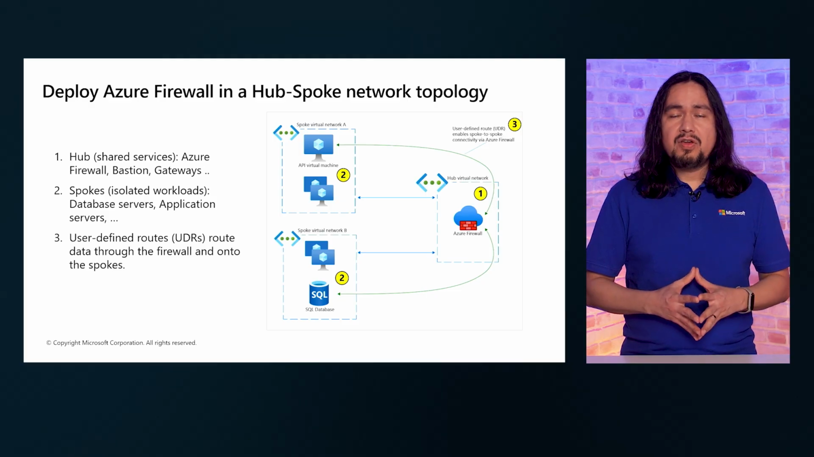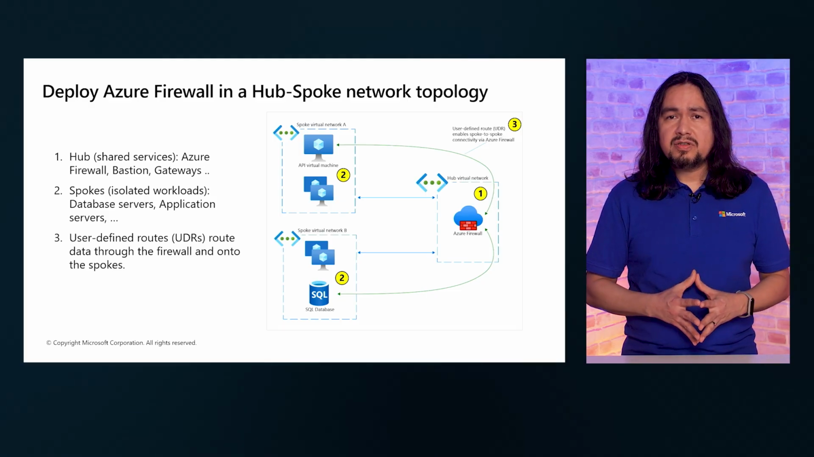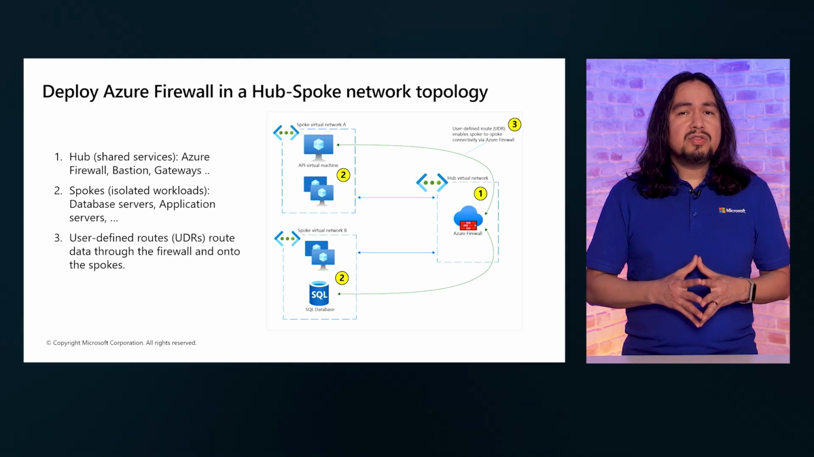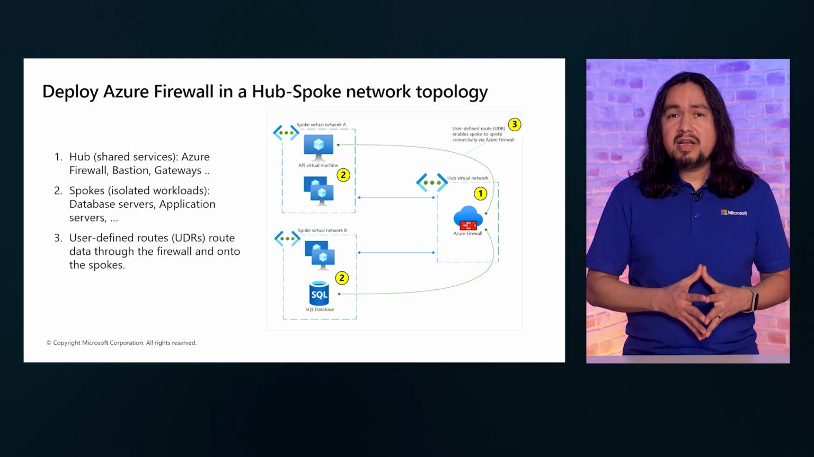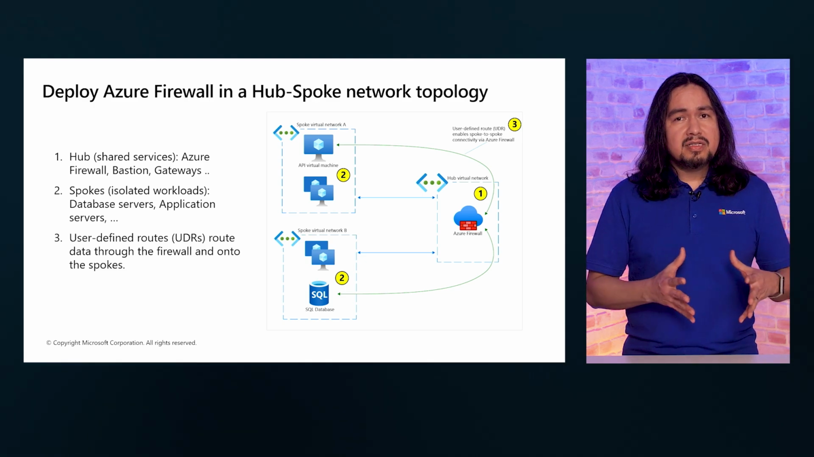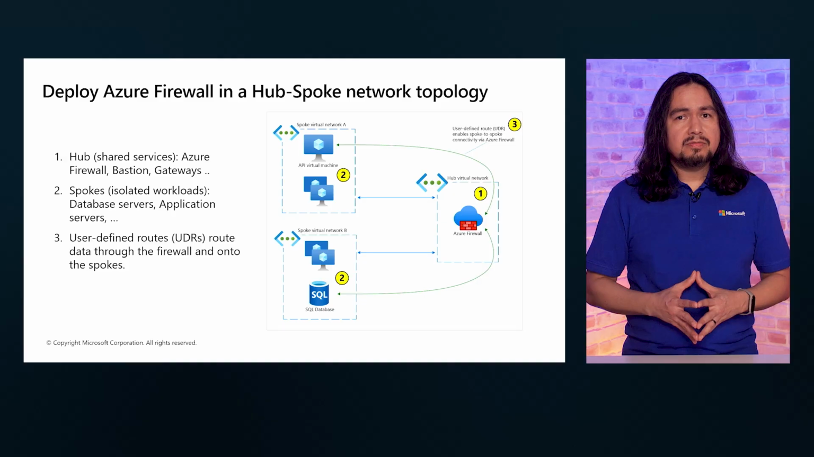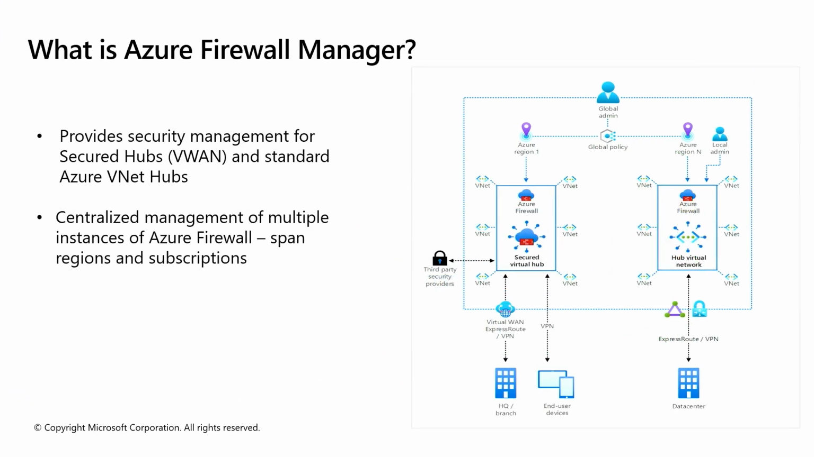So that's where you have your databases and your application servers. And remember, you will need to change the system routes by using a user-defined route so you can send all the traffic to your Azure Firewall. One thing that might happen to you is that you will have multiple Azure Firewall instances. Whether you are deploying them into the hub network or maybe you have a secure virtual hub, you will need to manage at scale. So that's why we have the Azure Firewall Manager that will help us centralize this management.